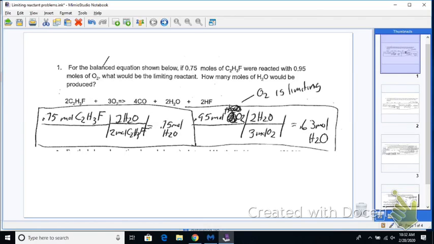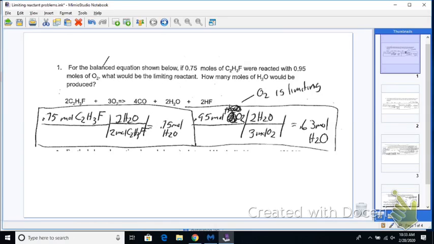Okay, so when looking at this problem, all these problems we're looking to see which one runs out. And you're always given two reactants. One's going to run out, one's going to be used up all the way. And we call the one that's used up all the way the limiting. How we can tell is the one that produces the least amount runs out. So does everybody see why O2 is limiting?